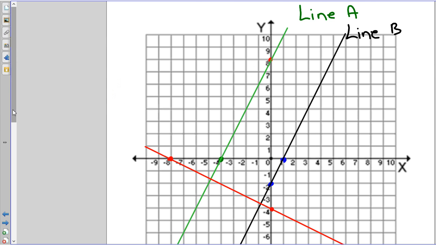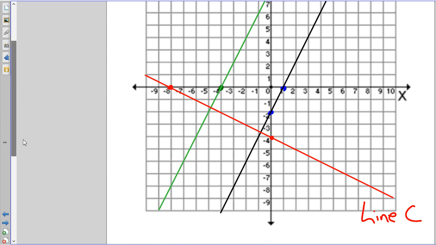And it makes sense because as you go across by 1, you're going down by a half. Across by 1, down by a half. Whereas these both had gradients of 2. Across by 1, up by 2. What do you notice about them?